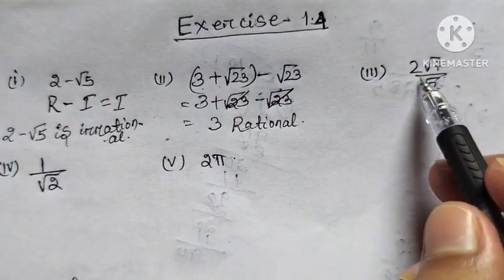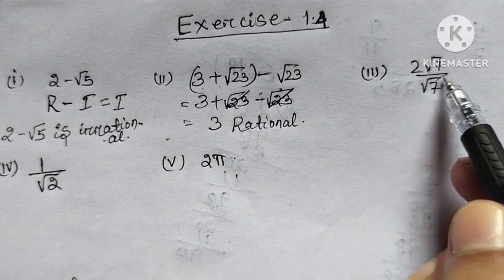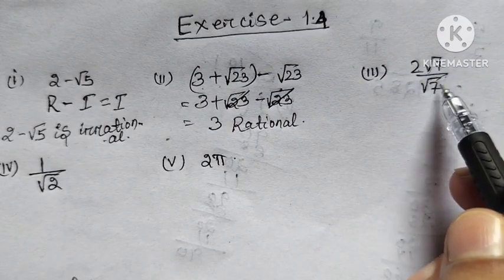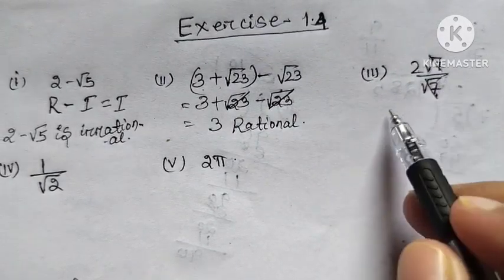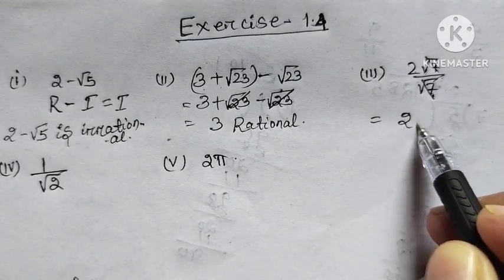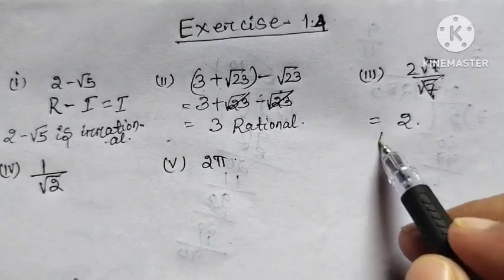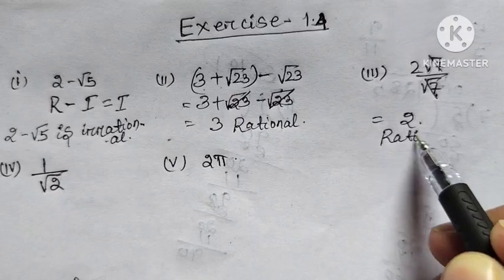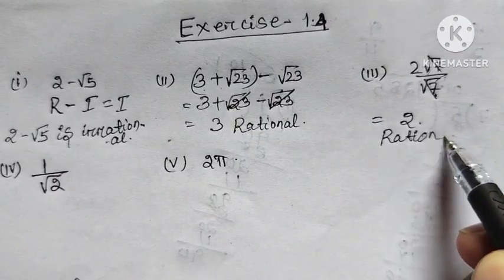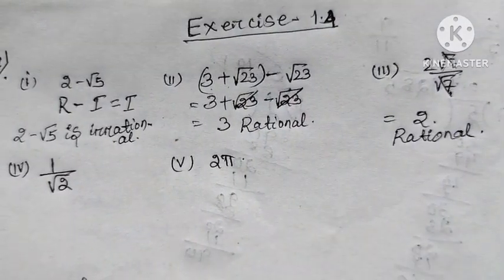Yes. Then 2 root 7 divided by root 7. Then root 7 cancels. Then the answer is what? 2. 2 is a which number? Rational number. 2 is a rational number.